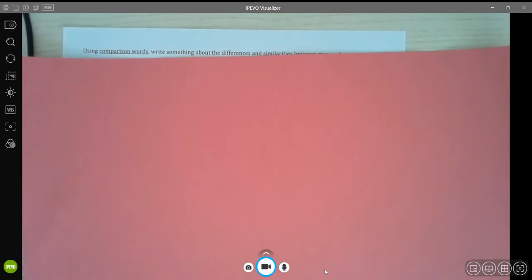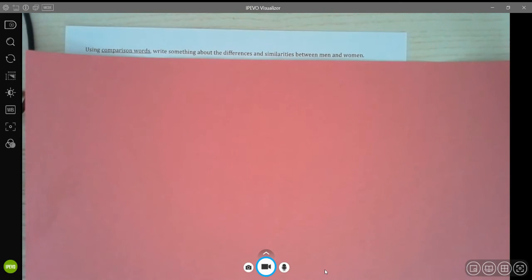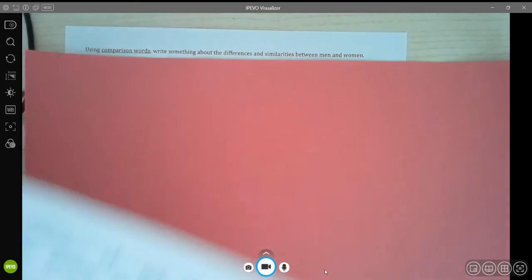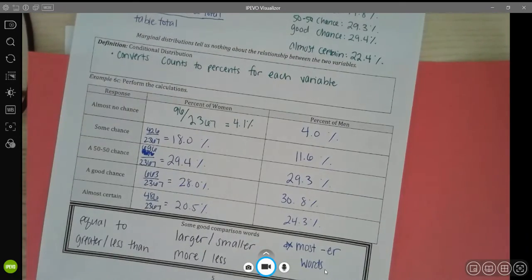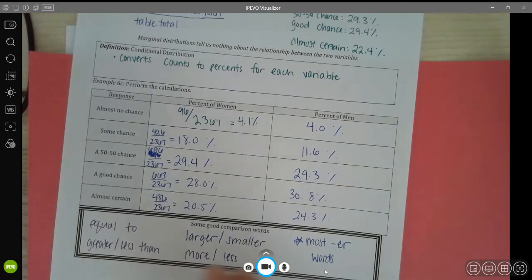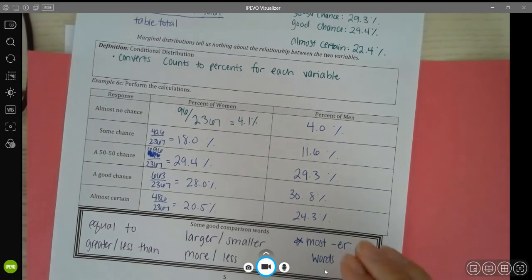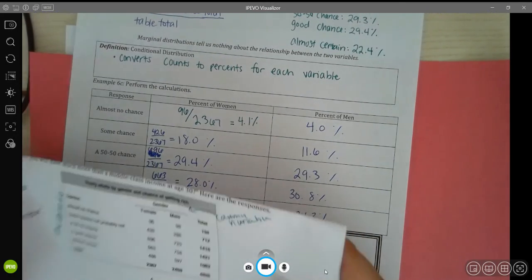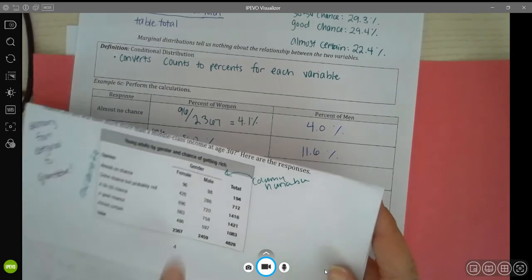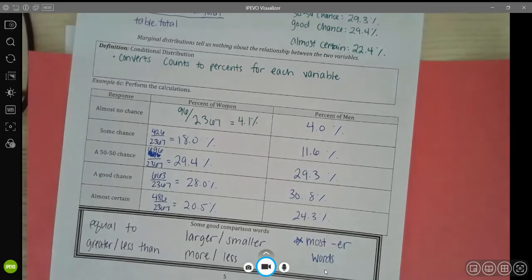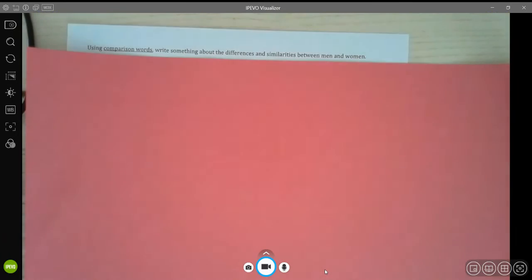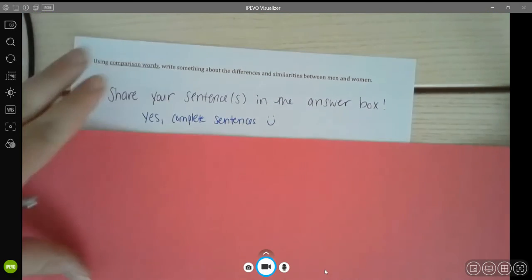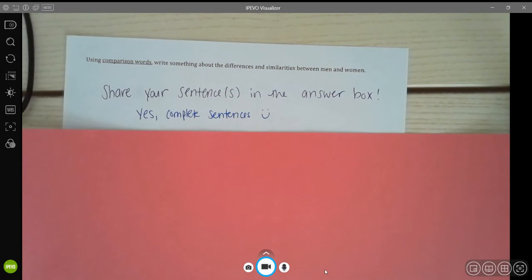Okay, now using those comparison words that you came up with, write something about the differences and similarities between men and women. The best way to write about the differences is to use the percents, because by using the percents, you've already accounted for the fact that we surveyed more males than we did females. So let's use the percents and let's compare something about men and women here on the next page. And what's going to happen is another answer box is going to pop up. Please share your answers in the answer box using those comparison words from before.